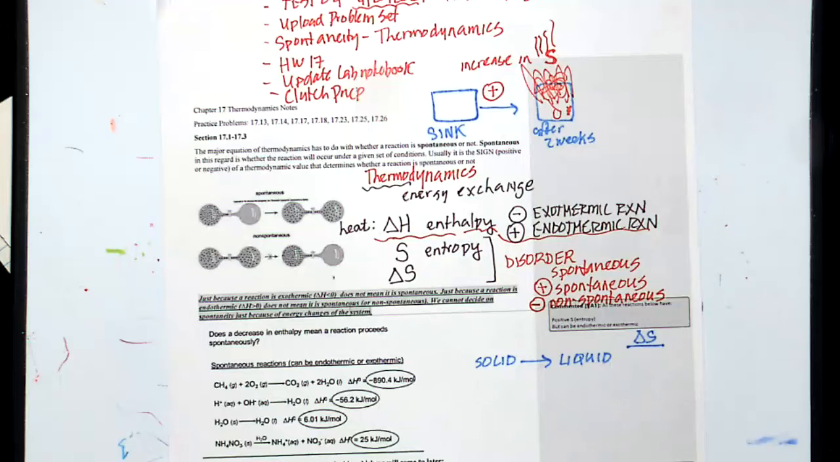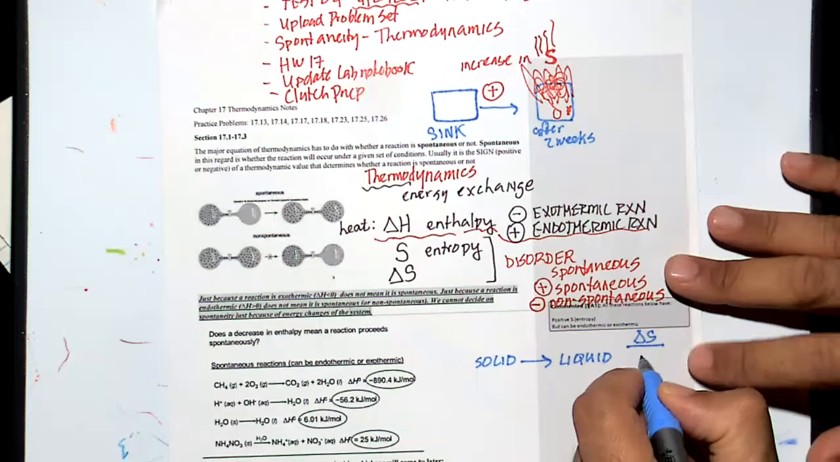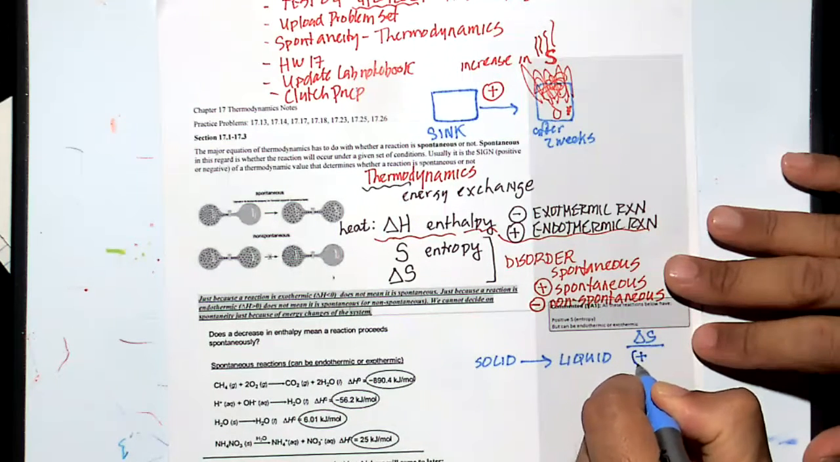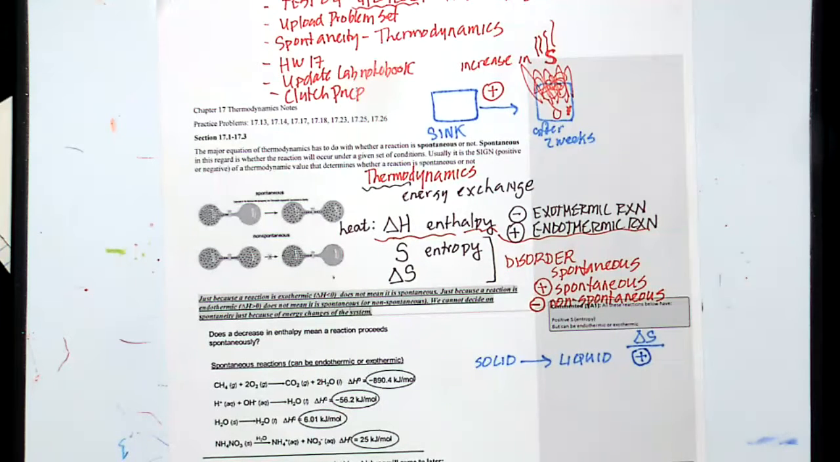Solid. You imagine a block of ice here. What would happen over time? It would melt. So do you think that process is spontaneous? Would this be positive or negative? Okay, this would actually be positive. I'm talking about entropy, delta S.